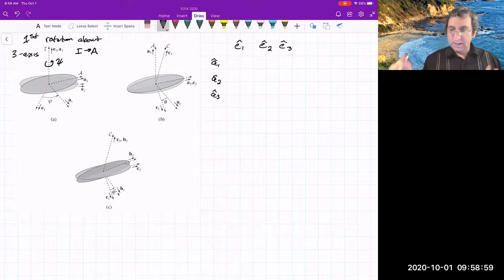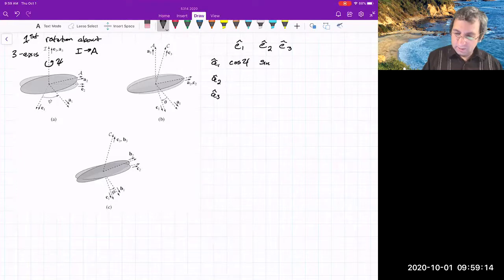So this is, in the notation we had above, just R3 psi. This is going to be cosine psi, sine psi, 0, negative sine psi, cosine psi. Everywhere else is zeros, and then we have a 1.